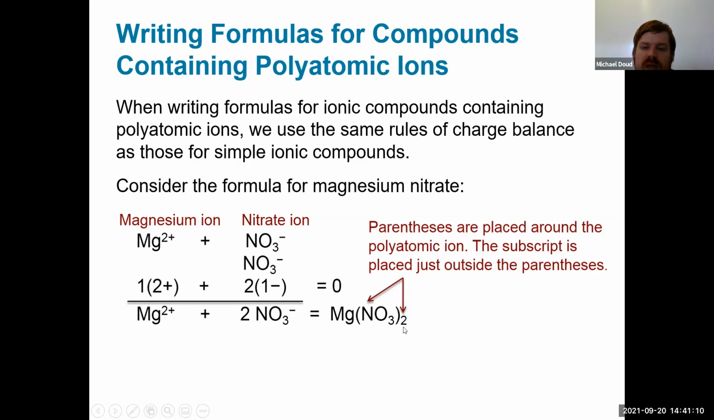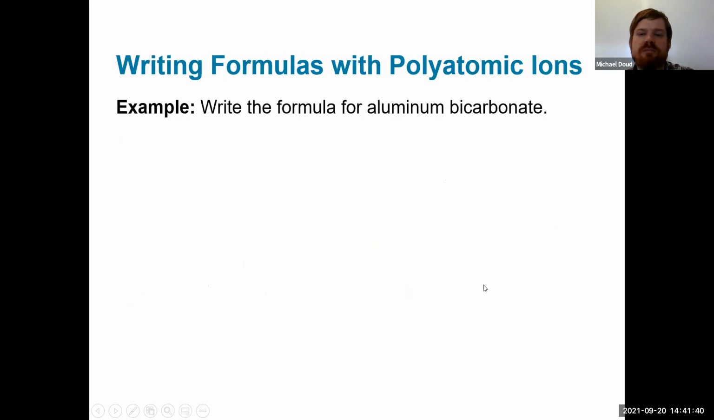Now to represent that we have 2 of these nitrate ions, this goes back to one of the things I said at the beginning of the lecture. This is where we introduce parentheses. So the parentheses go around the NO3, with subscript 2 on the outside, and that gives us our answer: Mg(NO3)2. Now note, the parentheses are only needed when you have multiples of the polyatomic ion. If you just have 1 polyatomic ion, you don't need to use the parentheses.